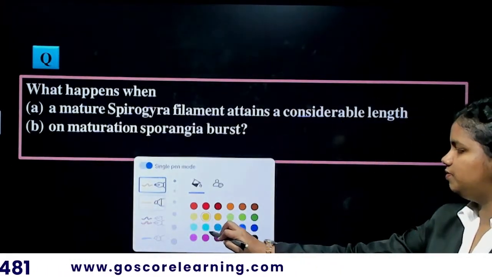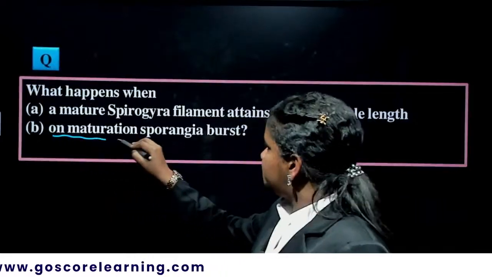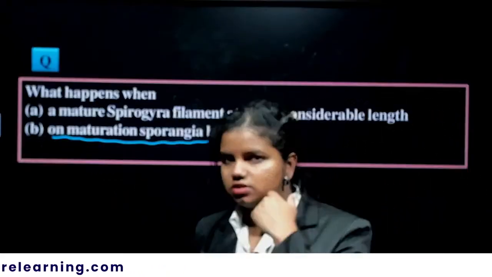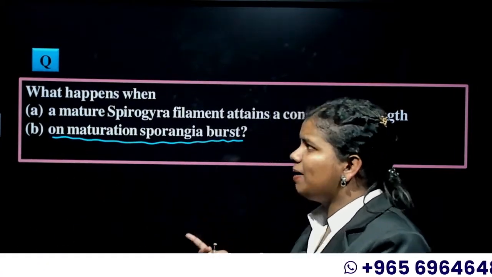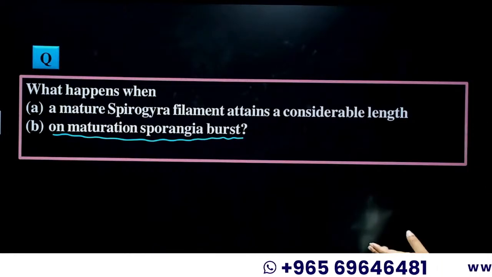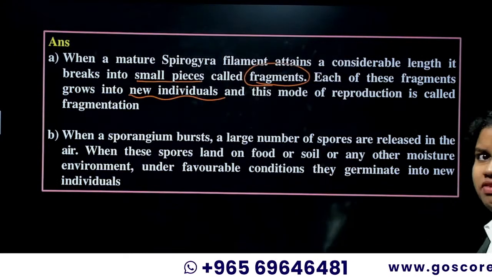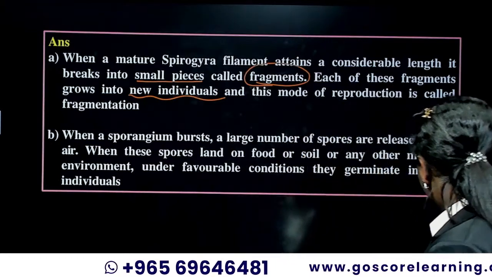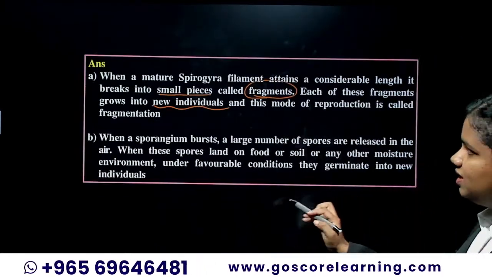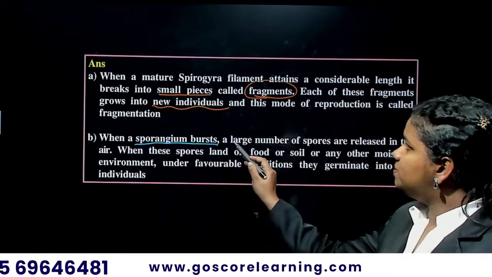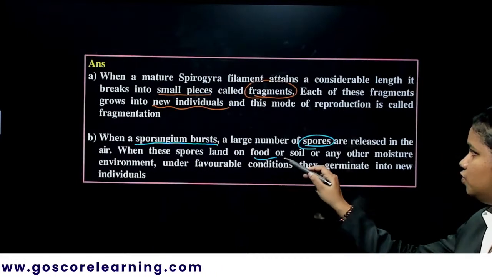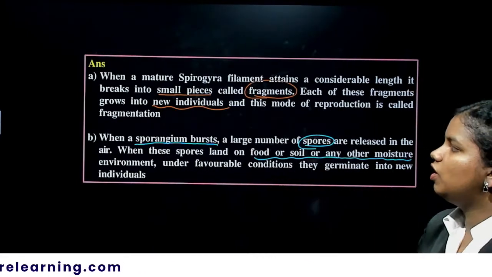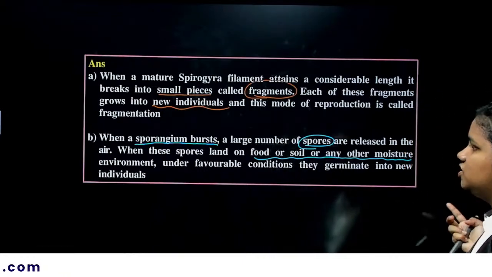This is the question. On maturation of the sporangia, it bursts, right? On maturation, the sporangia bursts. So they're asking what is happening here. By the term sporangia, you should have an idea what they're talking about in the question, right? So they're talking about nothing else. When a sporangium bursts, a large number of spores are released into the air. When the spores land on food or soil or any moist environment, under favorable conditions, they germinate into new individuals.